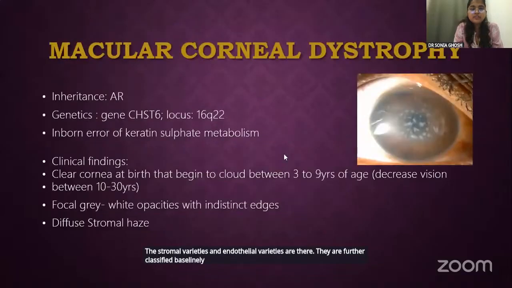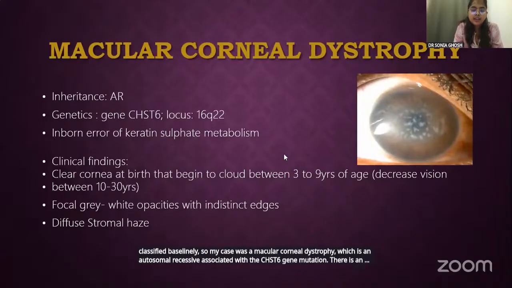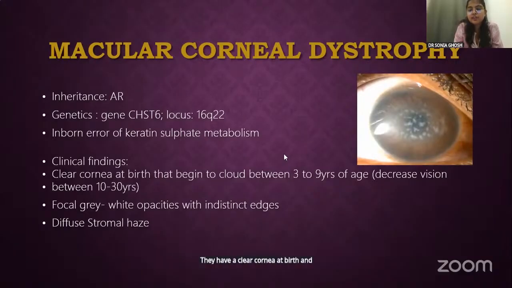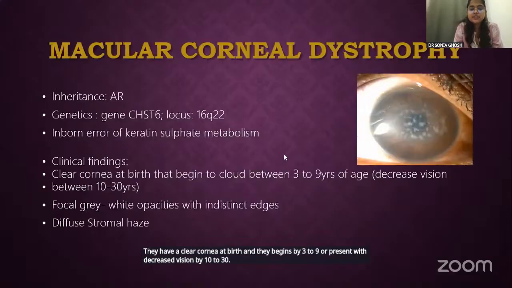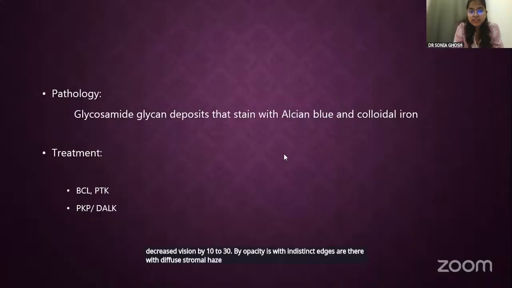So my case was a macular corneal dystrophy, which is autosomal recessive, associated with the CHST6 gene mutation. There is an inborn error of keratan sulfate, so the unsulfated keratan gets deposited. They have a clear cornea at birth, begin by 3 to 9 years, or present with decreased vision by 10 to 30. White opacities with indistinct edges are there with diffuse stromal haze. Glycosaminoglycan gets deposited. So histopathologically, they will stain with Alcian blue and colloidal iron.